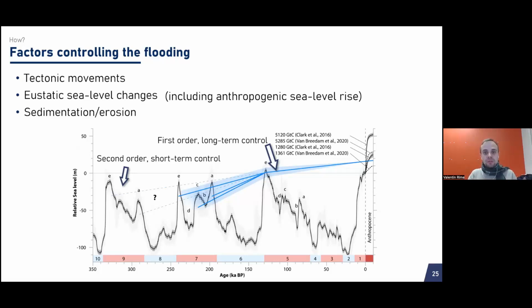We need to go there to know this, but this probably also modulates the elevation of the gateway, because the blue line that you see here represents the present day gateway, but maybe it was not exactly at the same elevation.